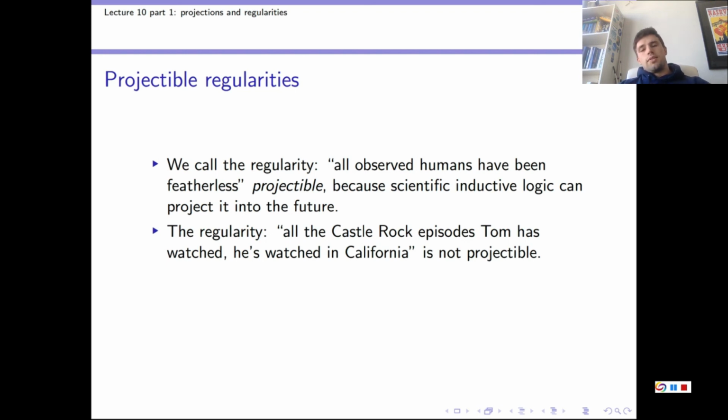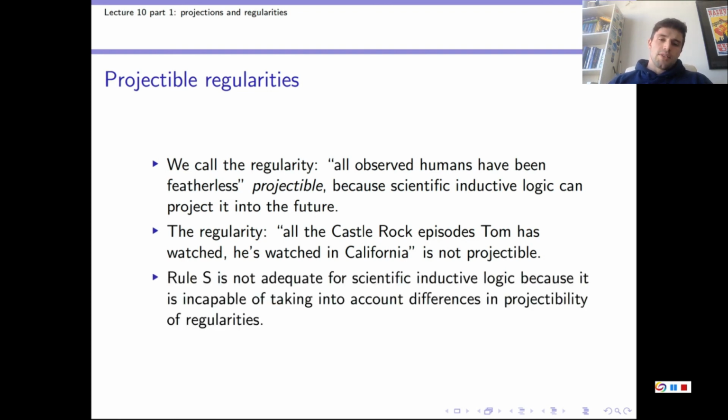So what have we seen? We've seen Rule S does assume that nature is uniform and that the future will resemble the past, but only in certain respects. It does assume that observed patterns in nature will be repeated, but only certain types of patterns. And so Rule S is not adequate for scientific inductive logic because it's incapable of taking into account differences in projectability of regularities. And indeed, it should be clear by now that projectability is not simply a yes or no affair, but it's a matter of degree.